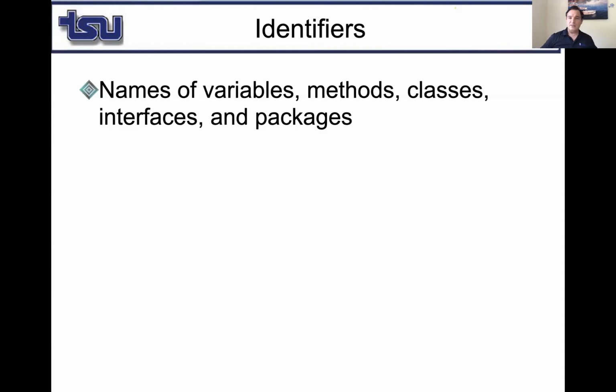Well, identifiers: anything that you name in Java is an identifier. For example, if you have a variable, the name of that variable is an identifier. The name of methods, classes, interfaces. Later you're going to see that there are different kinds of classes. Maybe there are abstract classes, and there are interfaces. Interfaces are special type of classes. Don't get confused. So the names of variables, methods, classes, interfaces, and packages are all called identifiers.